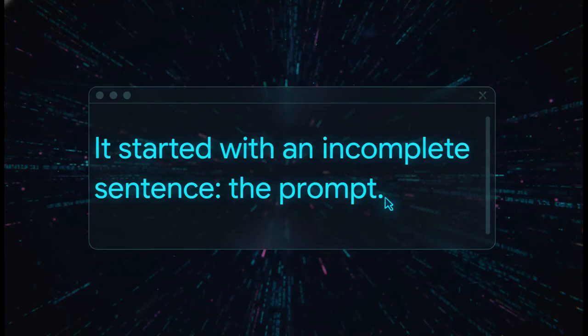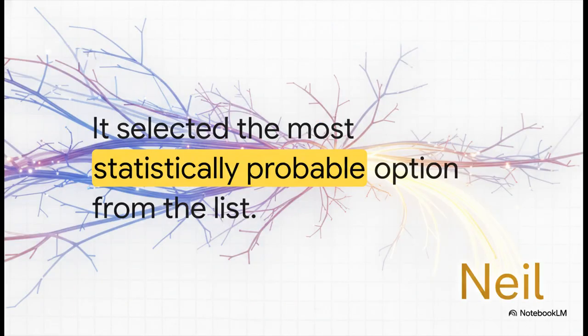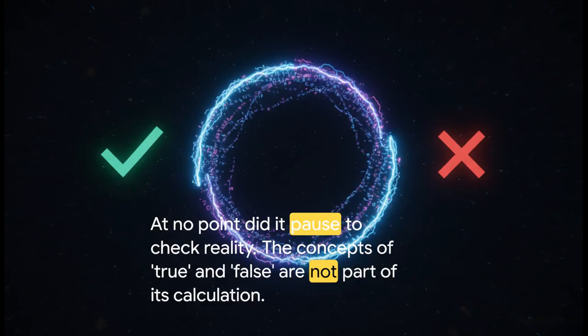So let's just do a quick replay of exactly what happened, step by step. It all started when the model was given an incomplete sentence. Its only job was to calculate probabilities. It created a ranked list of the most likely words to continue that sentence. Then it simply selected the most statistically probable option from that list, which made the sentence one word longer. And at no point in that entire loop did it ever pause to check reality. The concepts of true and false just aren't part of its core calculation. There's only probable and improbable.